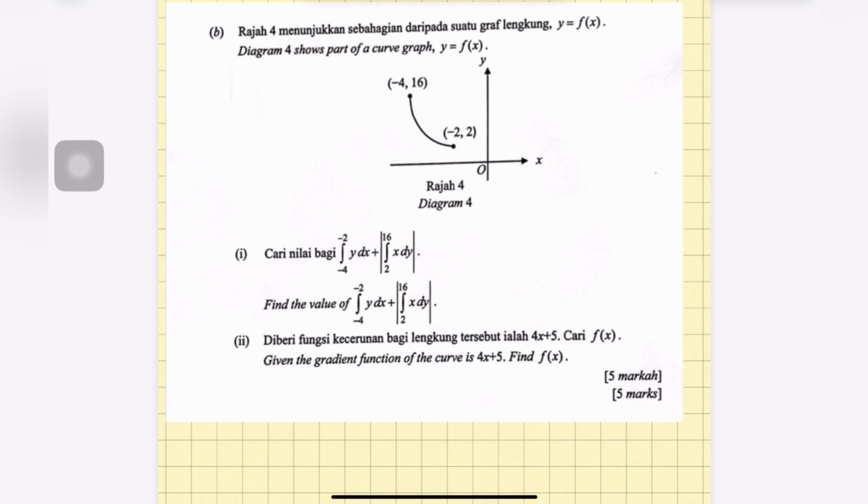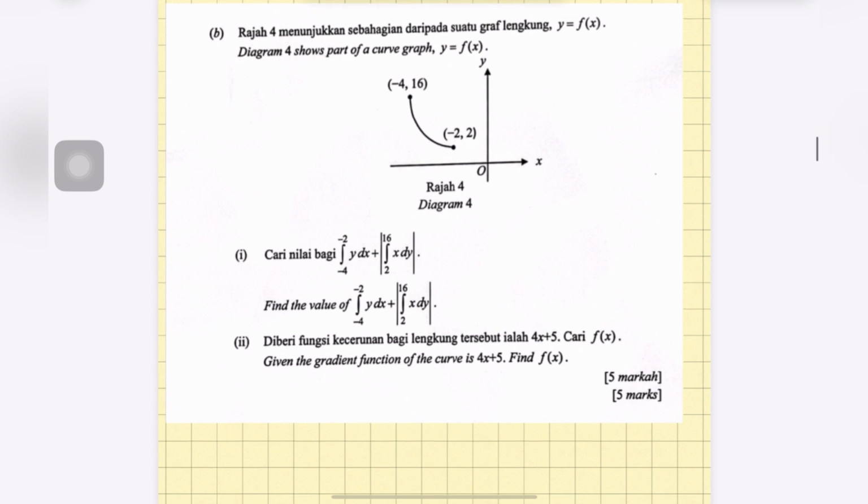B, Diagram 4 shows part of a curved graph y equals to f(x). Roman 1, find the value of integration from -4 to -2 of y dx plus modulus of integration from 2 to 16 of x dy. Okay, so to find the value, we must know the formula is dx, meaning that -4, -2 are values of x. So this one, -4, -2. So y dx means this part. Okay. So this one is dy, 2 and 16 are values of y. So 2, 16. So this one, the value.